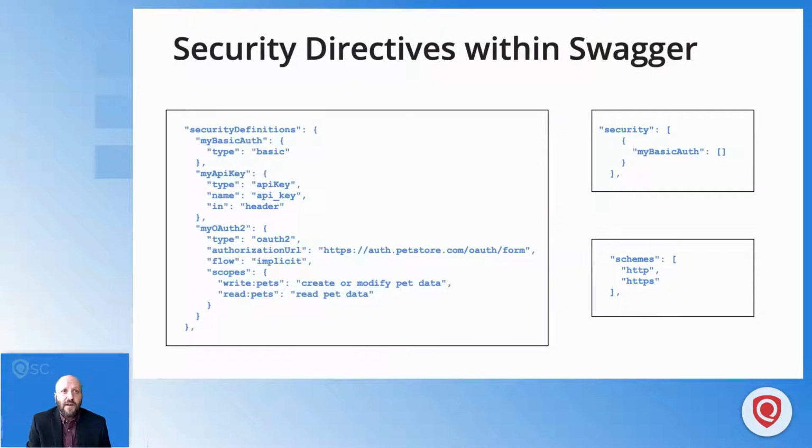There's also some additional security directives inside Swagger, not on the individual endpoints. So here we see under security definitions the types of authentication offered by the API. In this one we have basic, we have an API key that's in the header, and it also supports OAuth 2. Individually, on a specific endpoint, you can also specify a security parameter, and you can specify which authentication type that specific endpoint takes. And again, as you saw in the other examples, we also have schemes, which shows the protocol. Is it clear text or is it SSL?